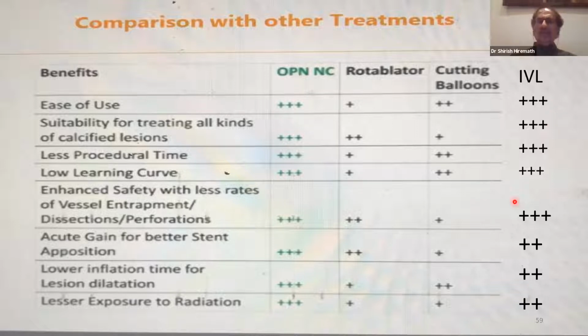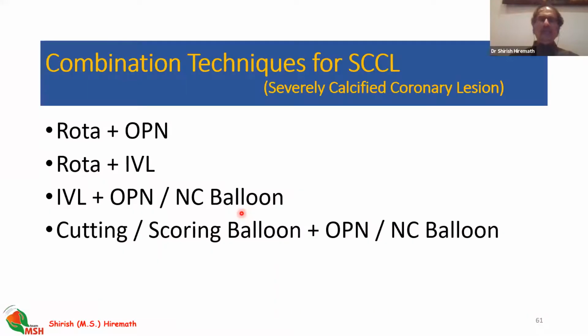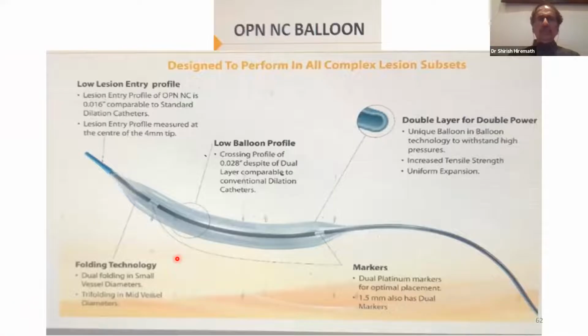If you have superficial calcification close to the lumen, you have rotablator as an option. And sometimes you have superficial as well as deep calcium. So you do rota and then you do IVL balloon, what is called as rotatripsy. So you can do combinations in various ways to get results like this.